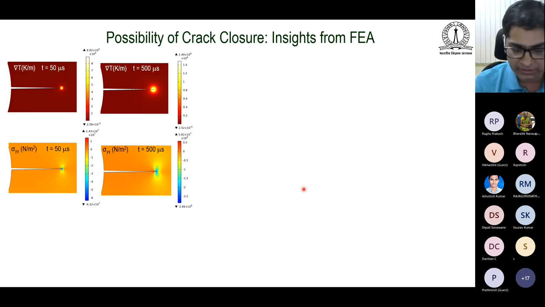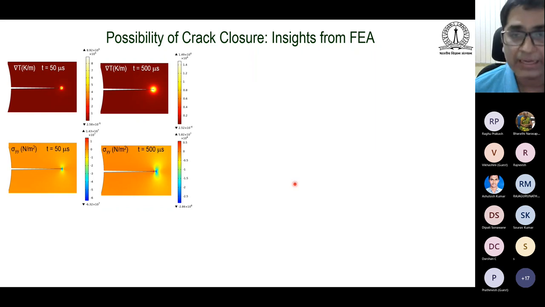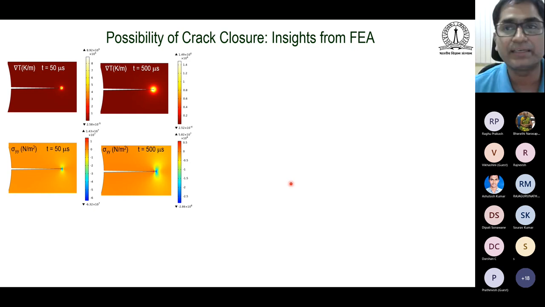Now I will change the topic slightly, and we will look into the second part of the title that I had: can we close the crack, can we heal the crack? Some of the initial insights came from finite element analysis. Let's look at these two pictures. This is FEM simulation results.